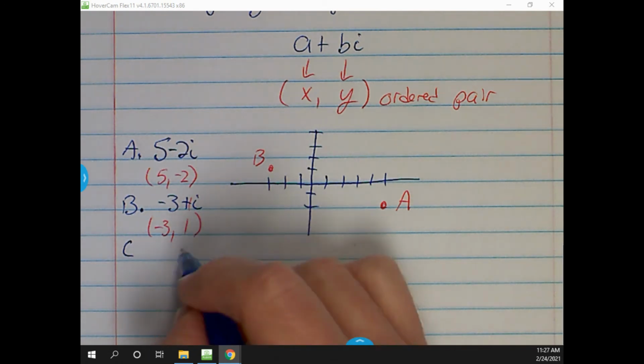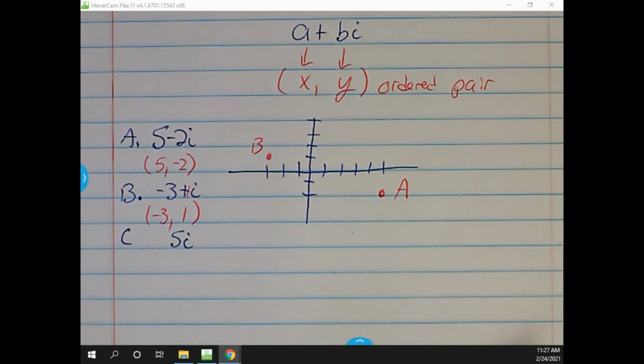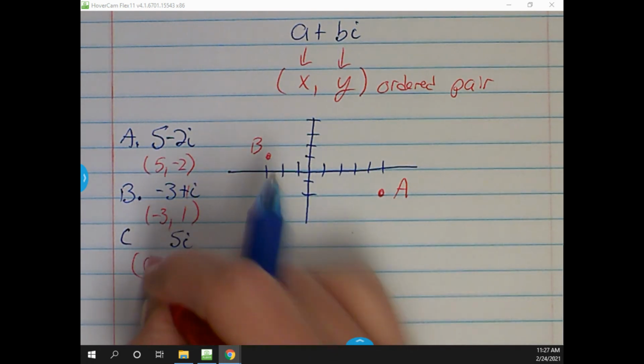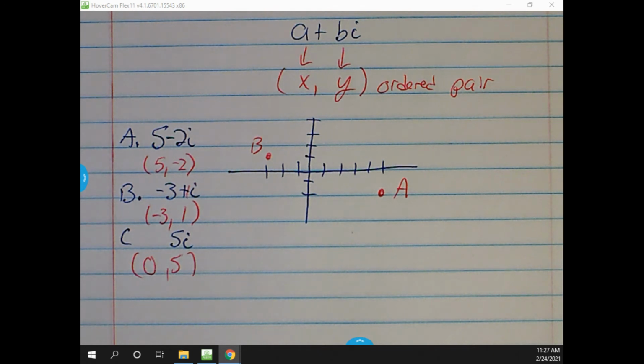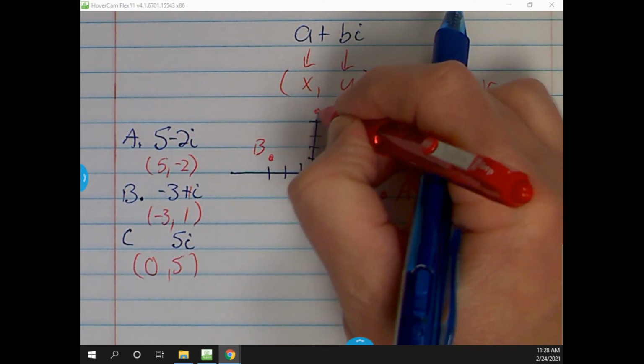Okay, and then the last one that we'll do will be if we just had 5i. Now in that case, there's nothing in front of the 5 that's here, so that's the second part of it. If there's nothing there, that's when you'd put in the 0. So 0, 5 would put you up right here, and that would be point C.